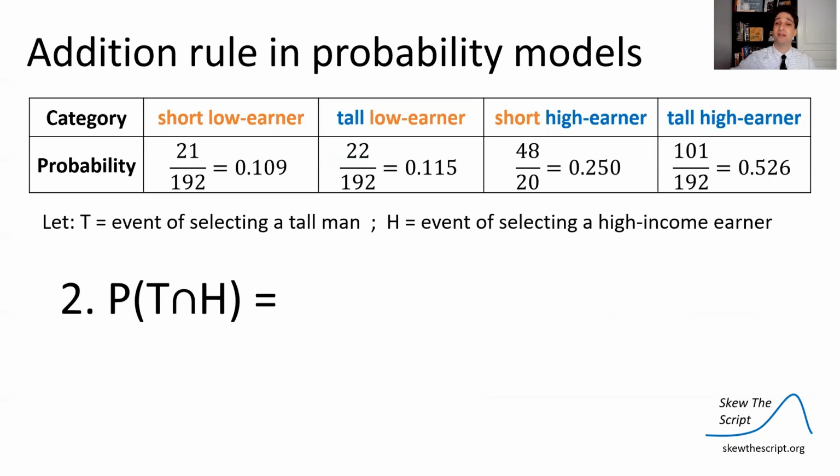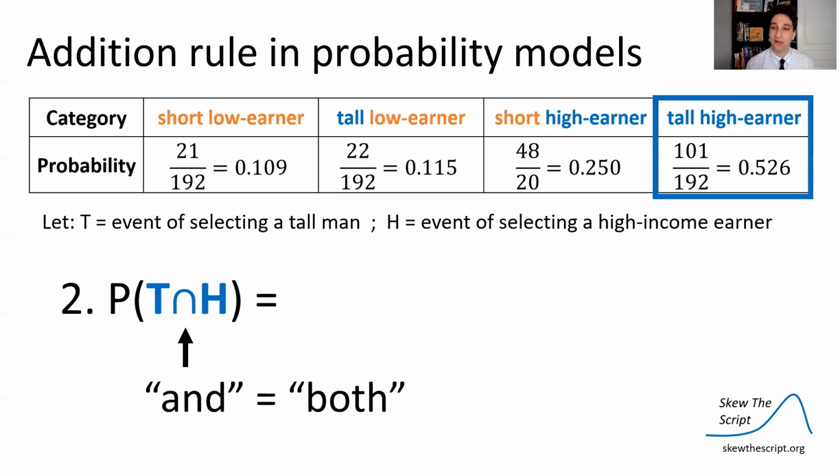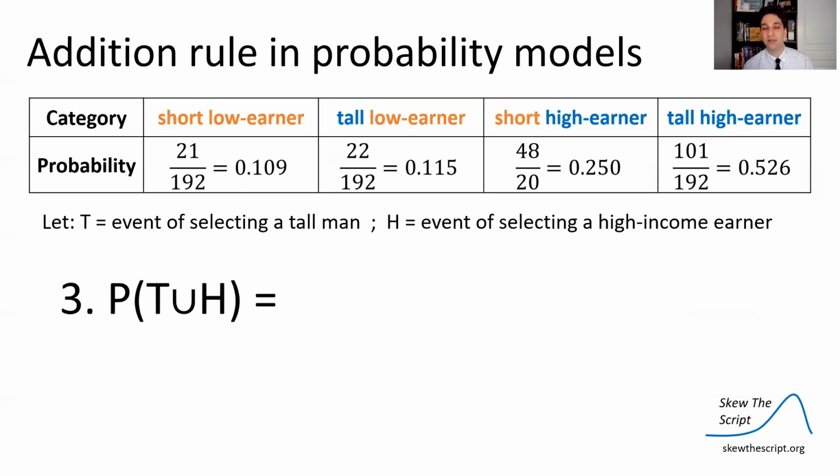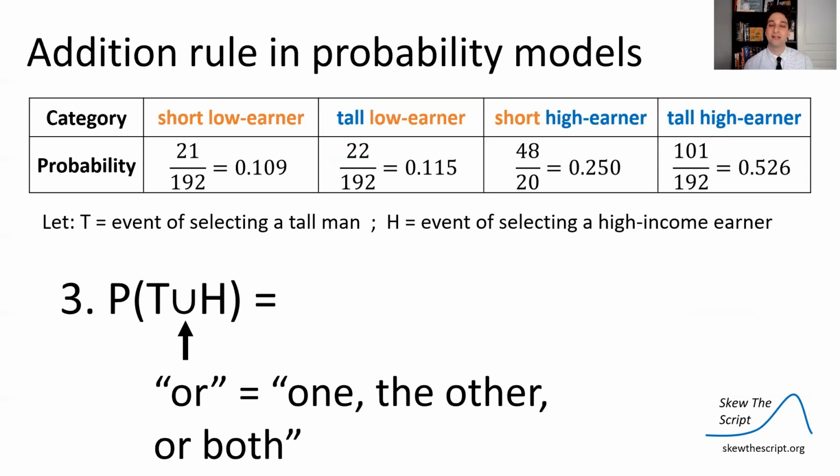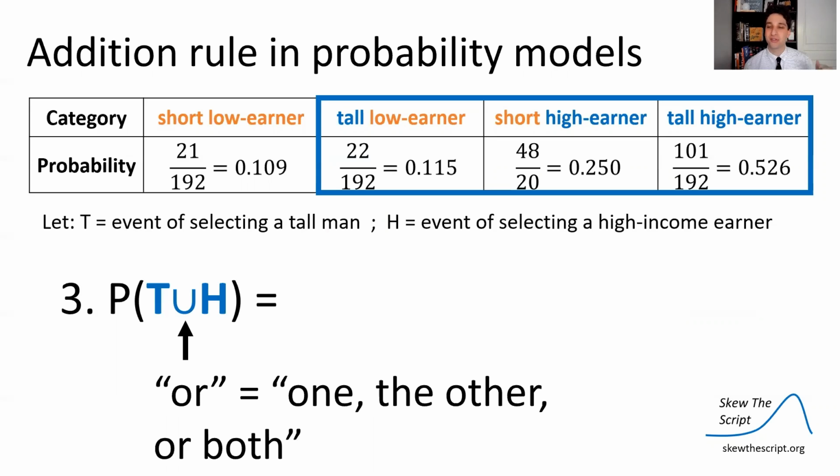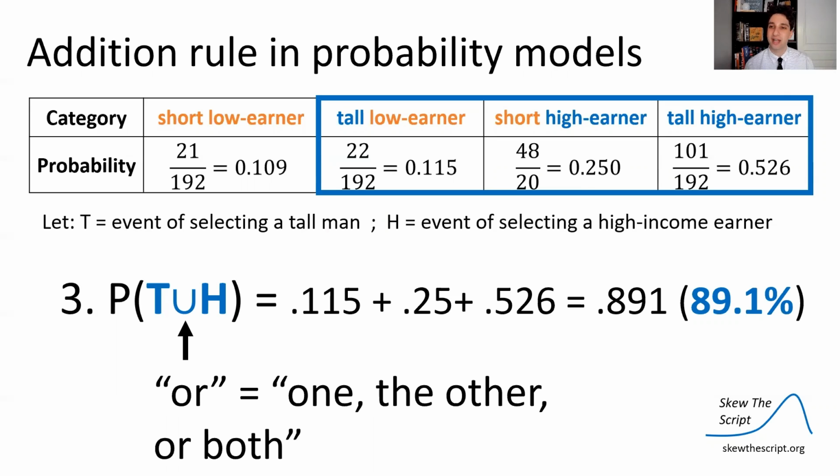Now, let's look at the probability of selecting someone who's tall and a high income earner. Remember, and means both. So we need to find someone who is both tall and a high income earner. That's one category there, 52.6% chance of that. Let's find the probability of finding someone who's tall or a high income earner. Remember, or means one, the other, or both. So there's 3 categories that fit there. They're either tall, a high earner, or both. And we add those up to get 89.1%, a really high chance of finding someone who is tall, a high earner, or both, at least according to what they report online.